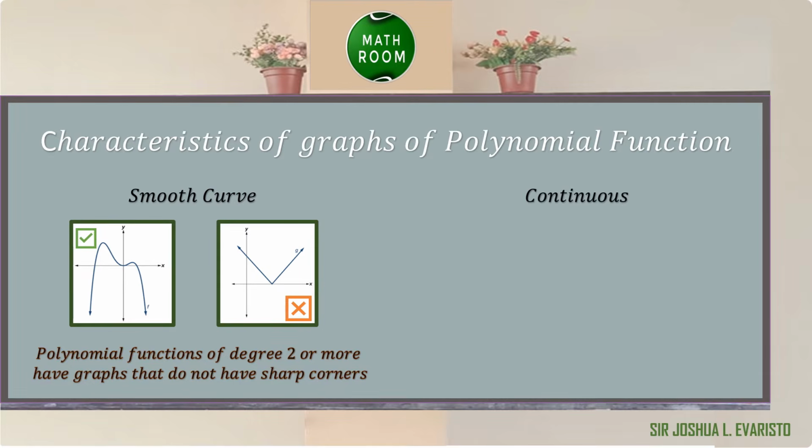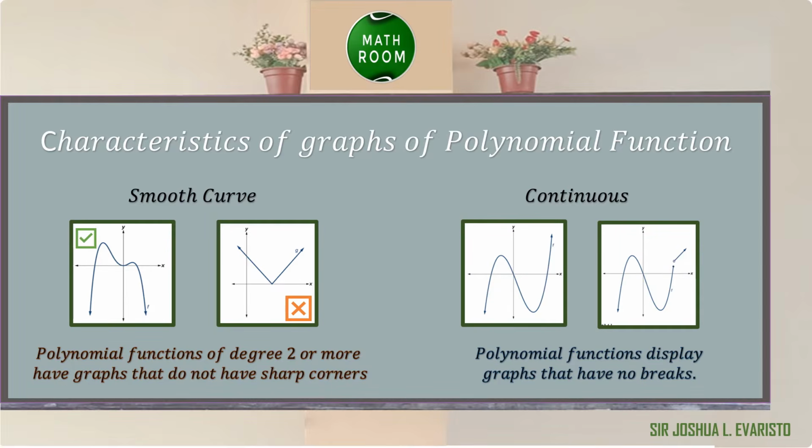Another characteristic of a polynomial function is that it is continuous, which means that the polynomial function displays a graph that has no breaks. Which of the figures illustrates a continuous function? You are right. The first figure illustrates a continuous graph since it does not have any breaks. And the second figure is not a graph of a polynomial function since it contains breaks.